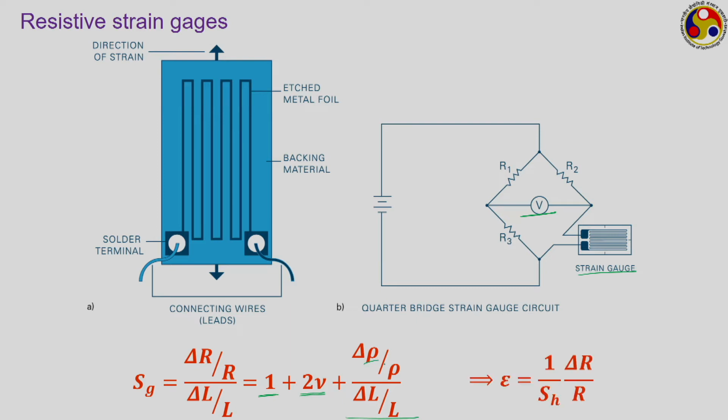So, we can rewrite this as a relation like this: epsilon is the strain, SH is the gauge factor which comes from the manufacturer commonly, and R is also the initial resistance of the resistor, which again is given by the manufacturer. Therefore, epsilon is a direct function of this delta R, that is, any change in delta R can always be directly related to the strain.